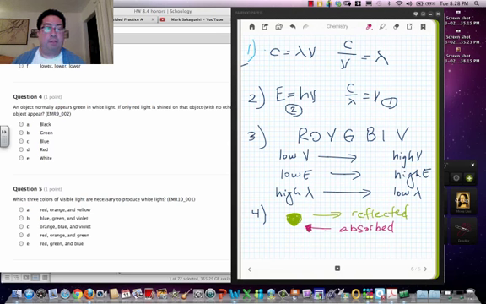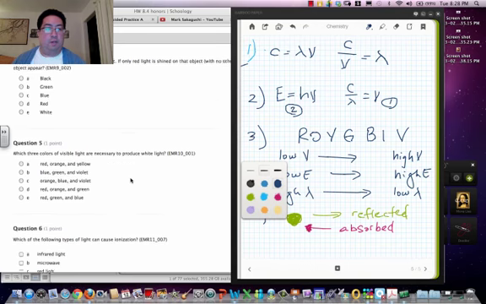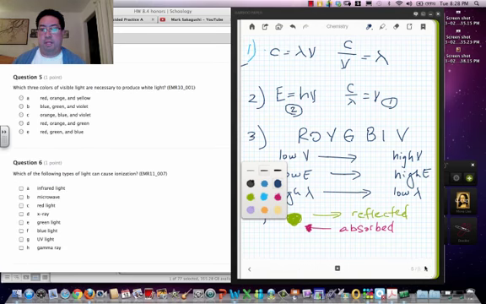So what do you think, what color is no color? I'll leave it at that. I kind of gave that one away, but you need to know how to do it. Okay, moving on to question 5. Let me turn my page here in my little notebook.